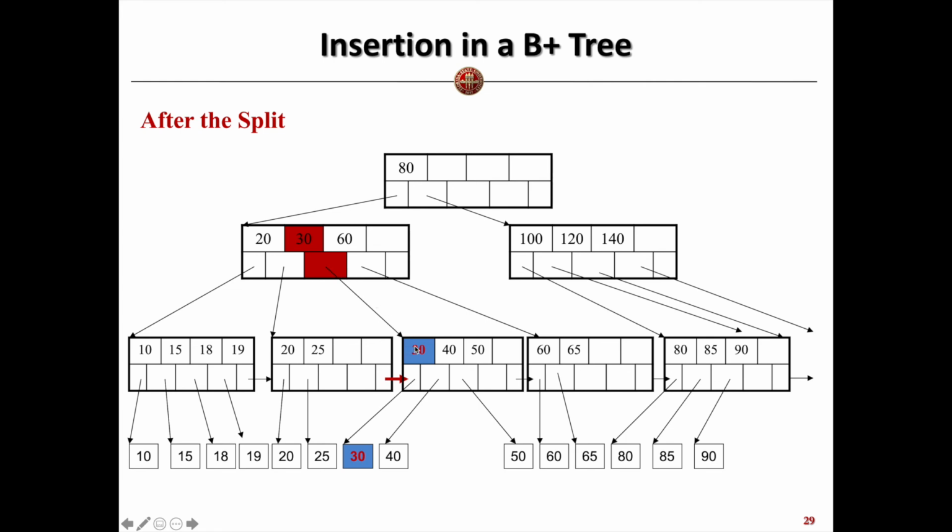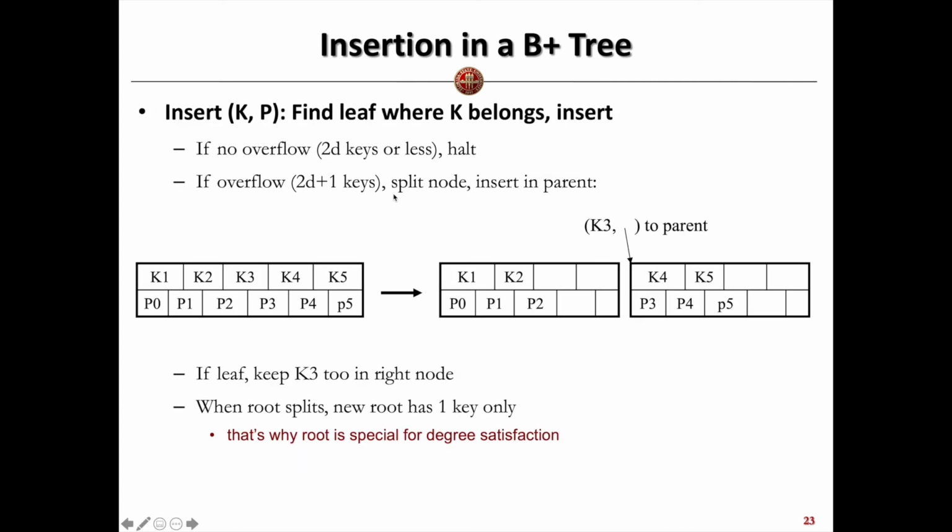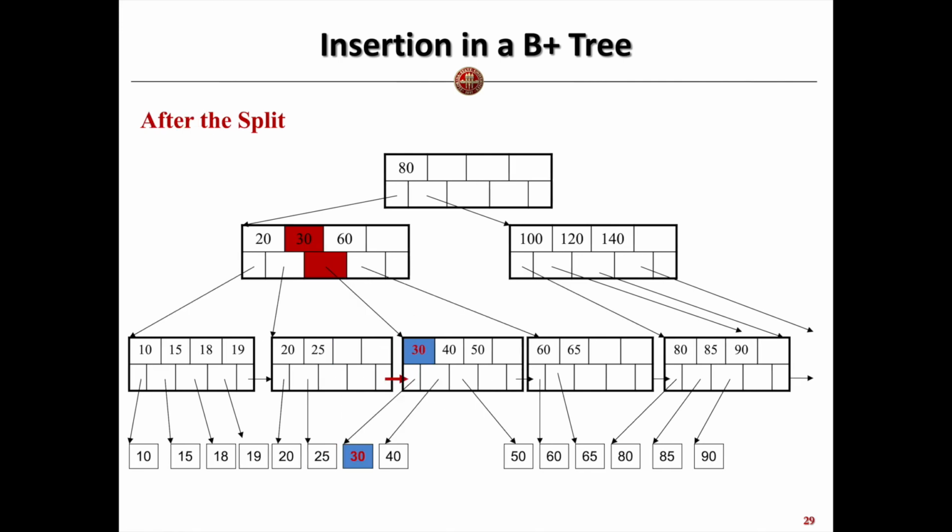You can follow me, right? This is according to our rule, right? This is our rule. Because this one is a leaf node, we'll keep the K3 in the right node as well. At the same time, we insert this K3 into the parent node. Also add one pointer pointing to the right node. This is the example for the insertion of the 25 into the B plus tree. We have to split these nodes into 2, and we also need to insert this 30, this key, into the parent node.